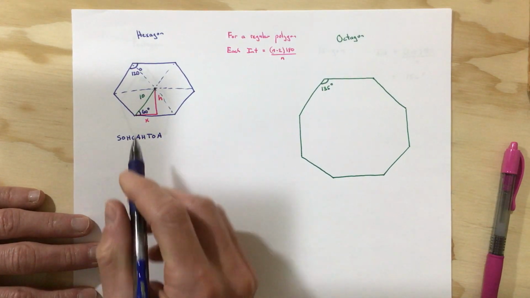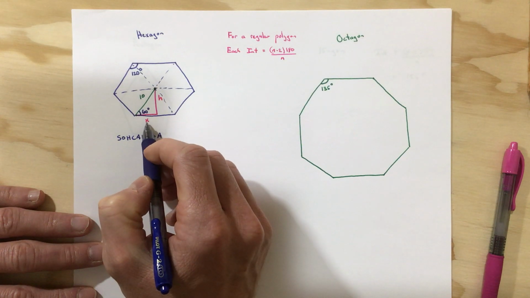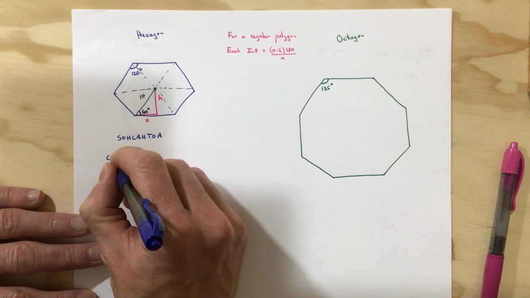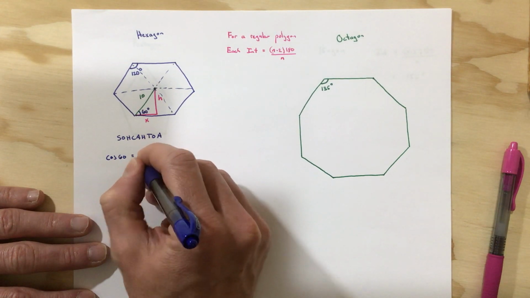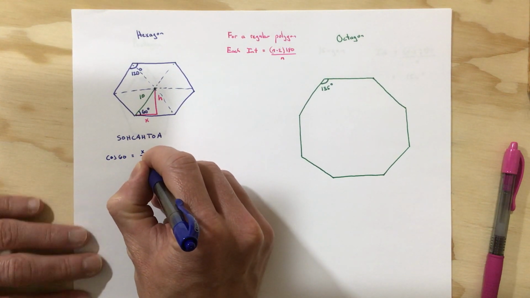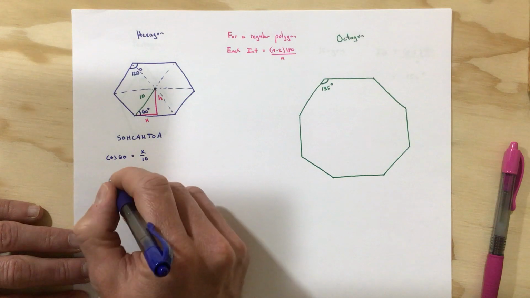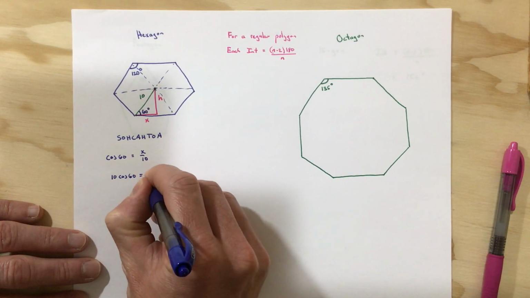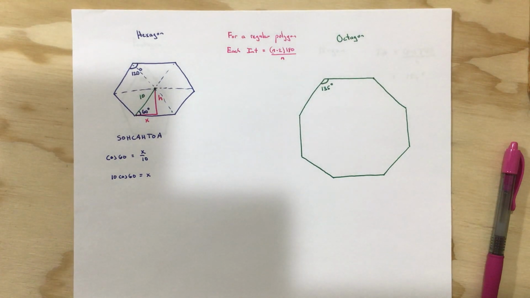I'm going to use cosine to find x. Cosine is adjacent over hypotenuse. So cosine of 60 is x over 10. X is right where I want it to be, so I'm just going to multiply both sides by 10, and I'm going to get x. I'm going to punch that into my calculator. I'm going to make sure my calculator is in degree mode, which it is, and I'm going to get 10 times cosine of 60, and I get 5.